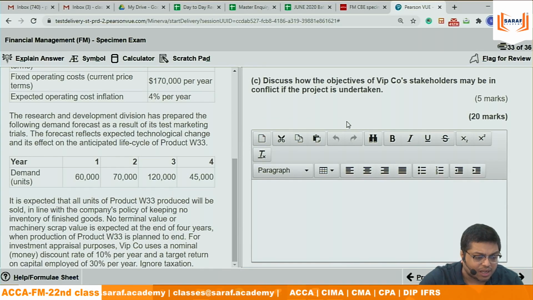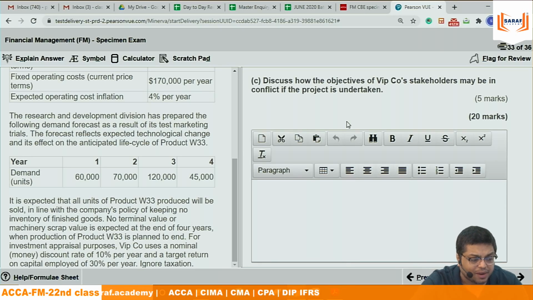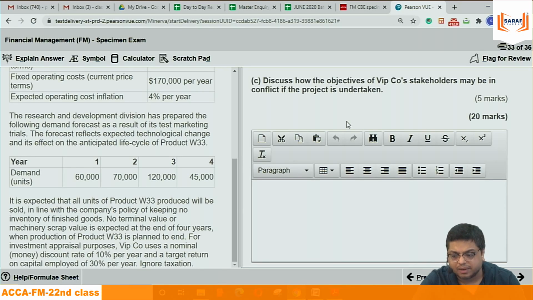Discuss how the objectives of VIP company shareholders and stakeholders may be in conflict if the project is undertaken. Now, stakeholders are not only the shareholders. Shareholders, staff, employees, managers, then the general public, suppliers, financiers, government organizations, all are stakeholders. They are asking, discuss how the objectives of VIP company stakeholders may be in conflict if the project is undertaken.